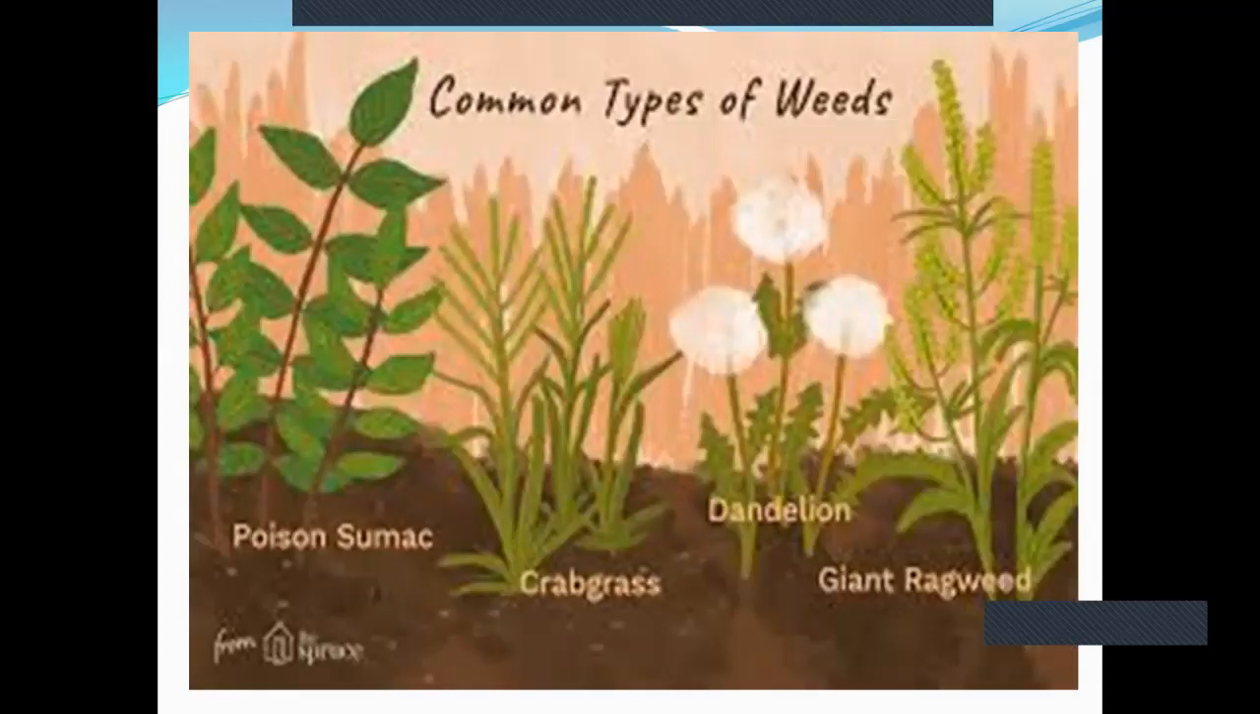This is a picture of the common weeds. This is not there in your textbook, but still I felt like sharing it with you. Can you see the crabgrass? Can you see the giant ragweed? So these are the different types of weeds that grow in the field, right?